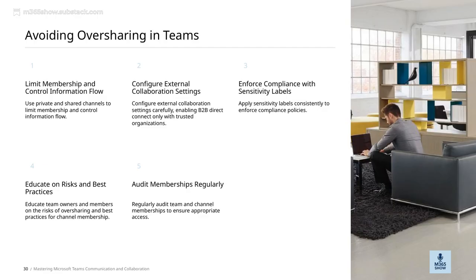Consistent use of labels means fewer mistakes and better adherence to security standards. When it comes to external collaboration, configure those settings carefully. Enable B2B Direct Connect only with trusted organizations to reduce exposure to potential risks. This way, you maintain control over who can access your shared resources.